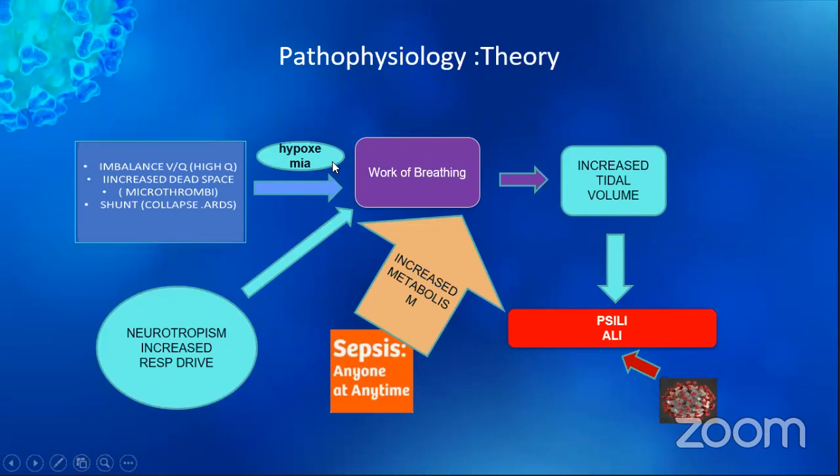So the main things are hypoxemia, along with neurotropism, increased tidal volume, patient self-induced lung injury, with direct injury by the coronavirus, sepsis, increased metabolism with increased work of breathing.